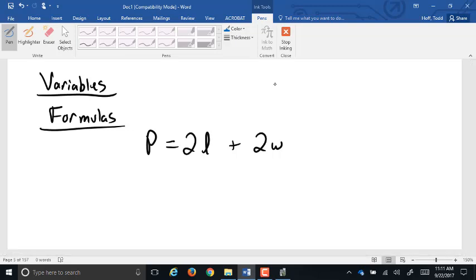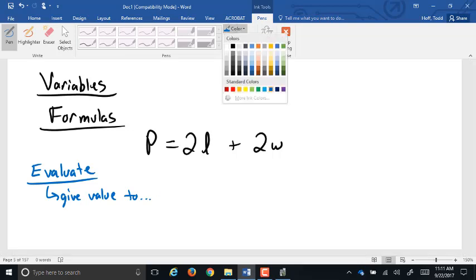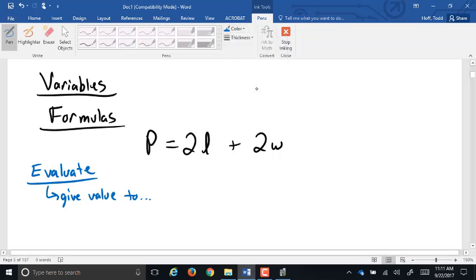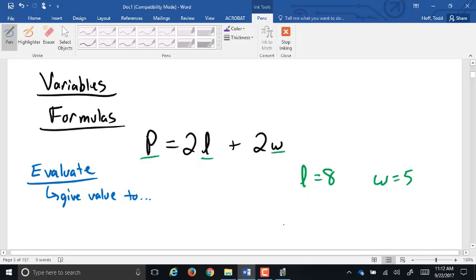And in a formula like that, there are a few things we can do with it. The first thing we're going to do is something called evaluate. And what evaluate means is to give a value to. In order to do that, we have to be told the numerical value for all of the variables except for one in that formula. We could get the P, the L, or the W, any of the letters. So there's three variables. I have to give you the values for at least two of them. So if I tell you that L equals 8 and W equals 5, we could calculate P then by putting those variables in. So P is going to be left there. We don't know its value.